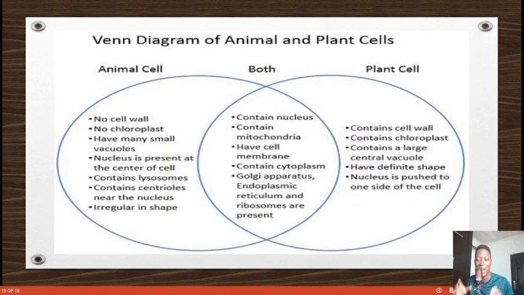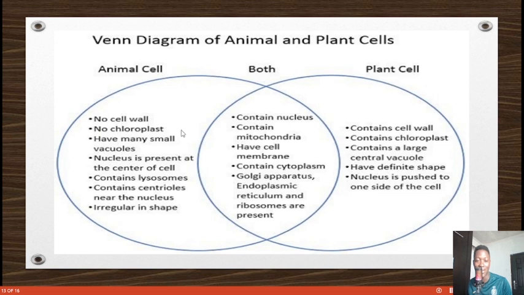Guys, I love this absolutely. The Venn diagram of animal and plant cells showing what is contained only in the animal cell, what is contained only in the plant cell, and what they both have in common. So let's start with what they both have in common: nucleus, mitochondria, cell membrane, cytoplasm, Golgi apparatus, endoplasmic reticulum, and ribosomes. Great.